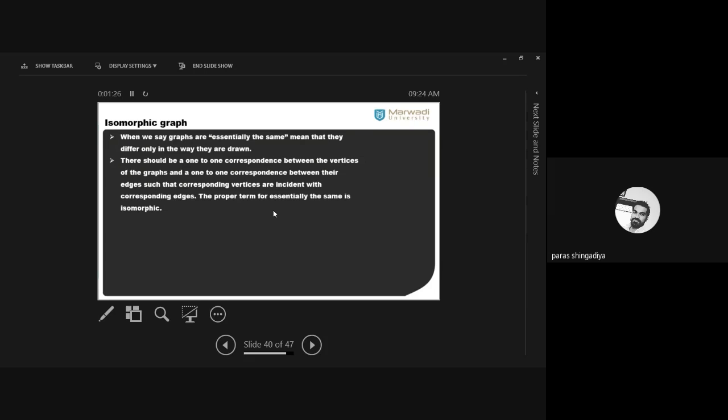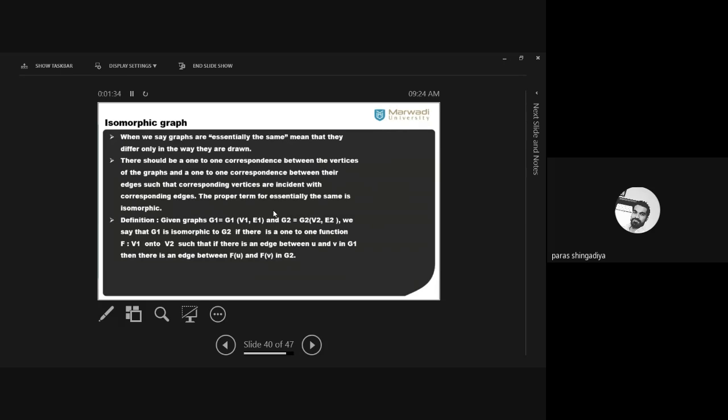Clear? So what is the meaning of isomorphic graph? Let us first discuss a definition. That is a general definition, and second is the mathematical definition that is given. Okay, so what is the meaning of isomorphic graph? That is given in these two paragraphs. When we say the graphs are essentially the same, it means they differ only in how they are drawn. Means the structure will be different.